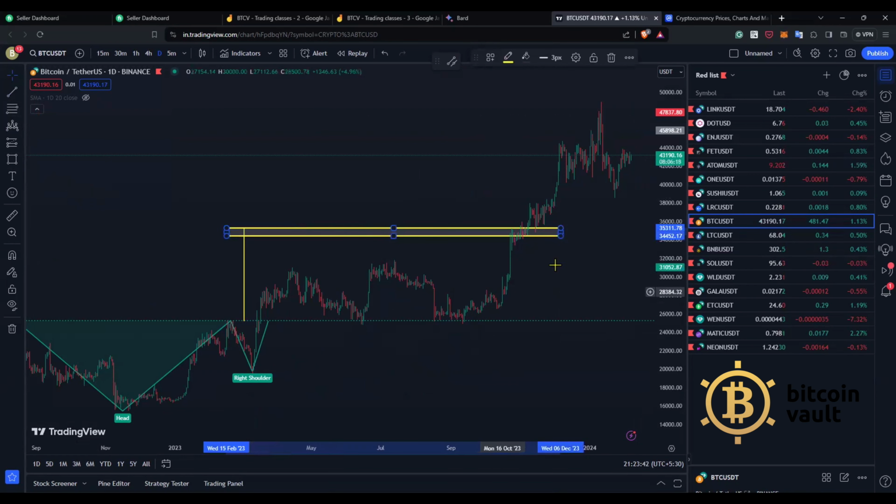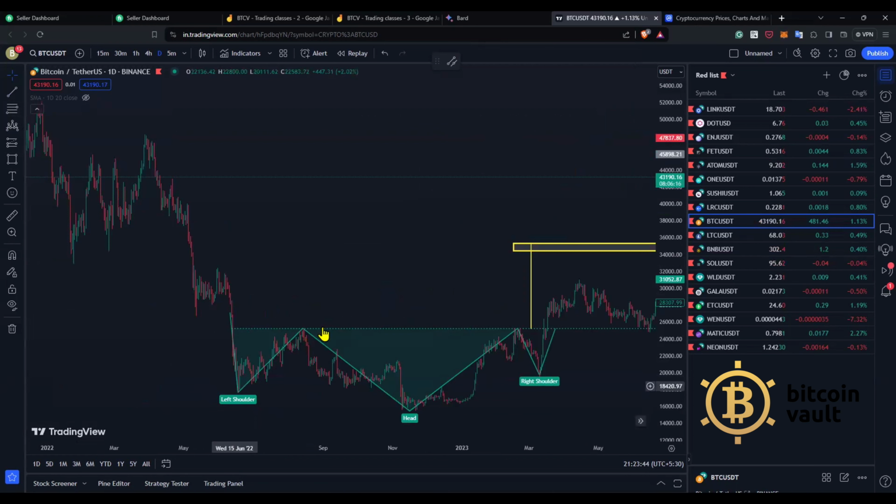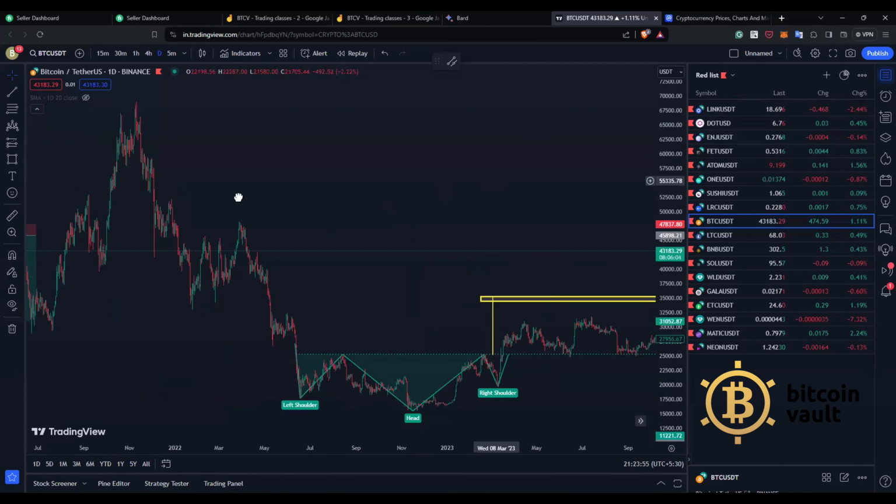For that, they might have to wait because it's a very big head and shoulder pattern. See, it's a head and shoulder pattern from June to March, almost a year, at least 10 months. But this is a head and shoulder pattern.